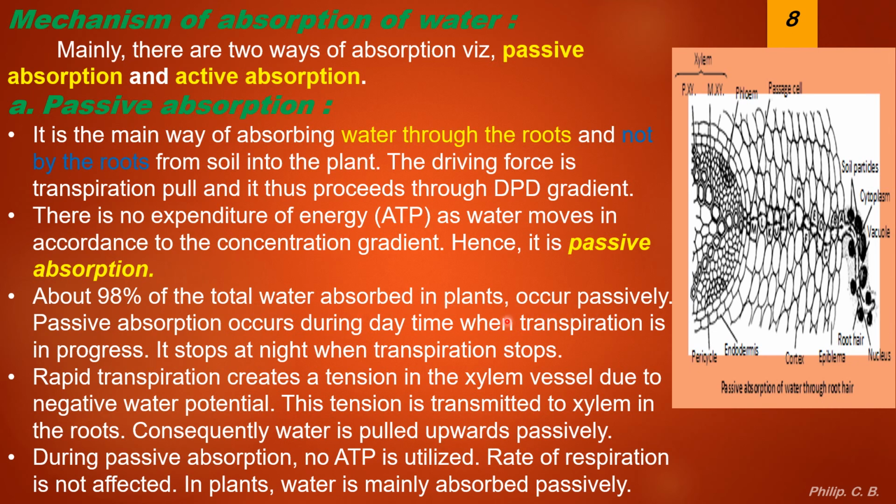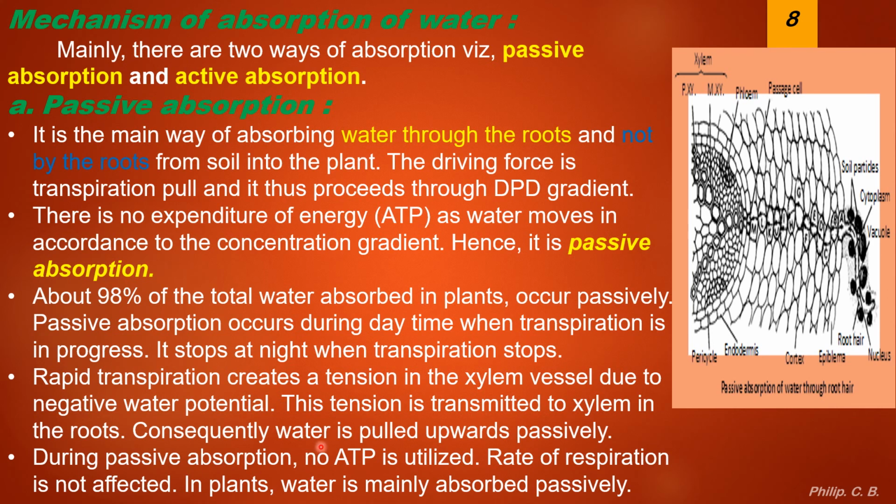So most of the pathway is passive absorption. Passive absorption occurs during daytime when transpiration is in progress. It stops at night when the transpiration stops. As we know, during daytime the transpiration occurs in presence of sun's light and heat, and at night time as there is no sunlight or heat, the transpiration stops, or we can say the passive absorption stops.